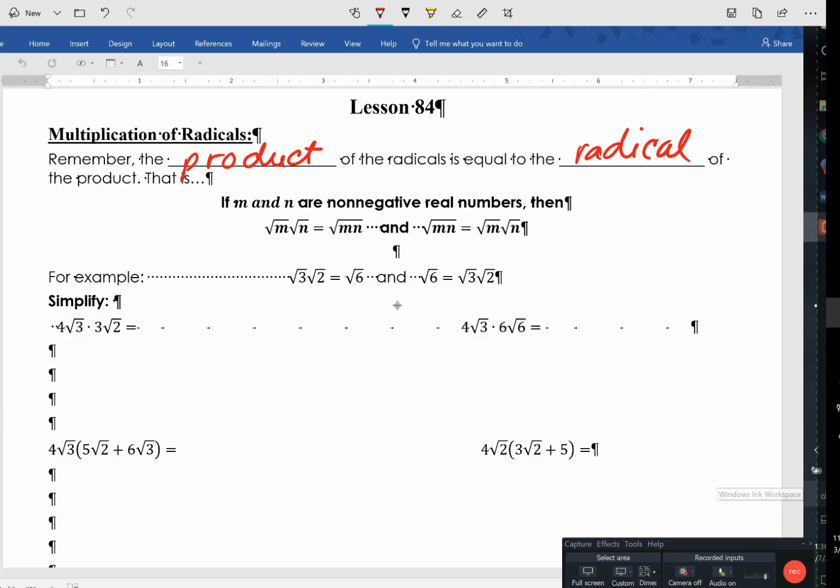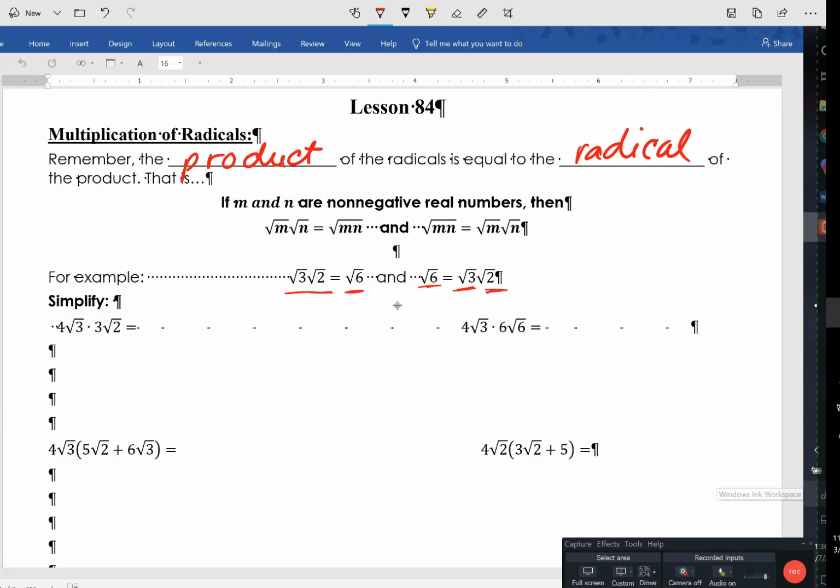So the square root of m times n is equal to the square root of m times the square root of n. All right, so for example, if you have the square root of 3 times the square root of 2, that is equal to the square root of 3 times 2, which is the square root of 6. Or if you have the square root of 6, you can rewrite that as the square root of 3 times the square root of 2. So the product of the radicals, or the product of the square roots, is equal to the square root of the product.